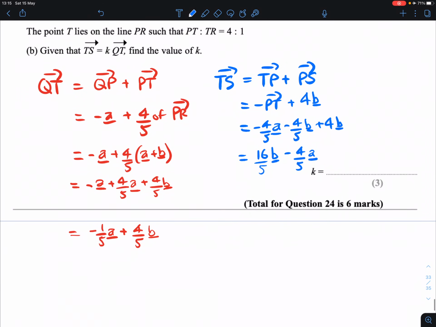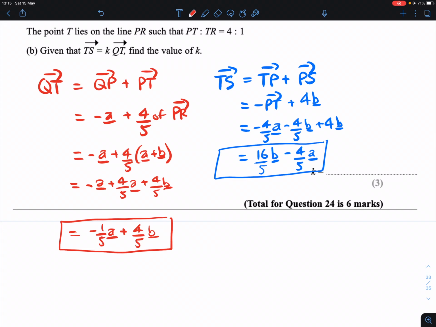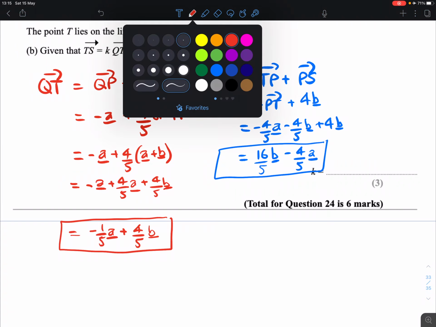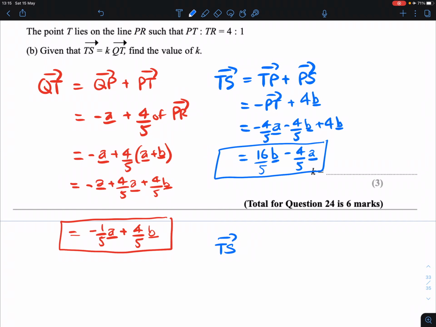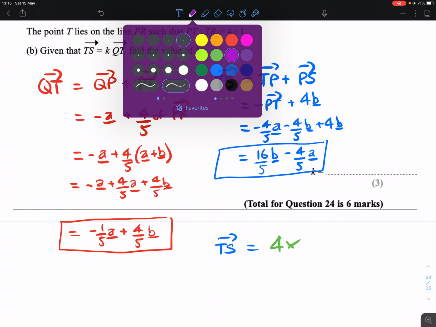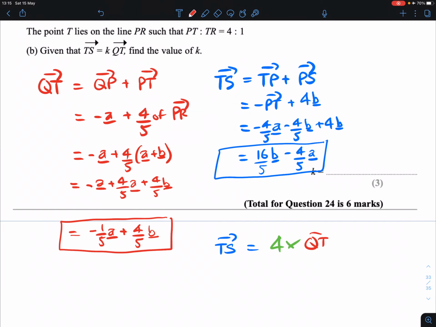Now most of the time, and this is an example of it, you can have a look at these two and ask yourself how many times bigger is the blue one compared to the red one. And hopefully you can see it, although I've written the A's and the B's in a different order. Hopefully you can see that the top numbers of these fractions have been multiplied by 4. So the blue one, T to S, is 4 times as big as Q to T, and that basically makes your K 4.